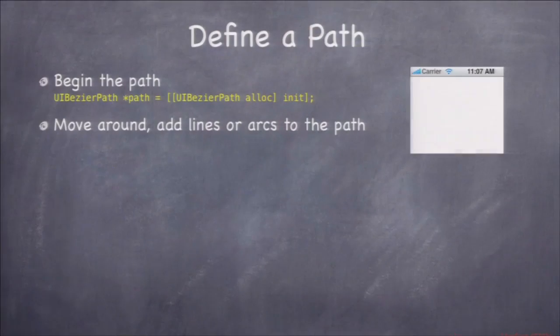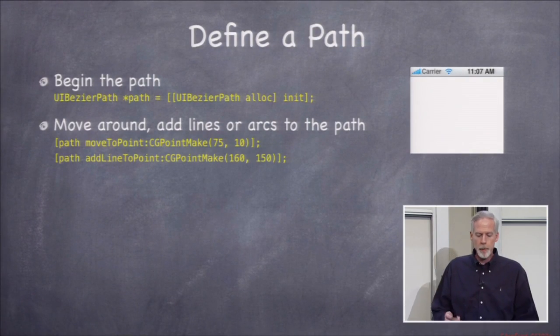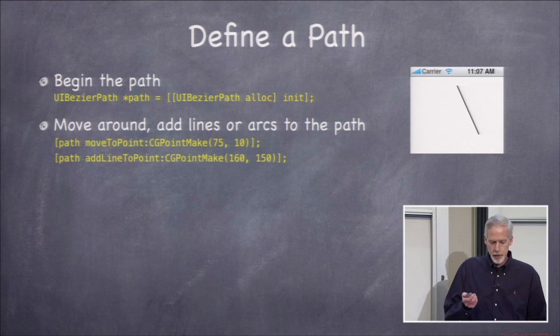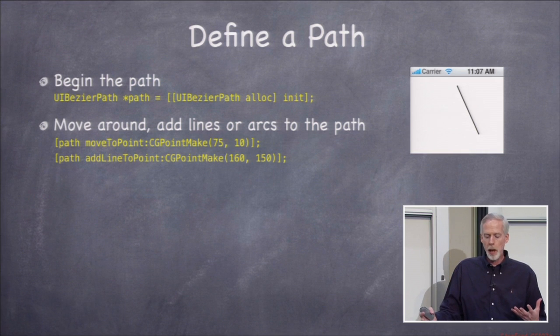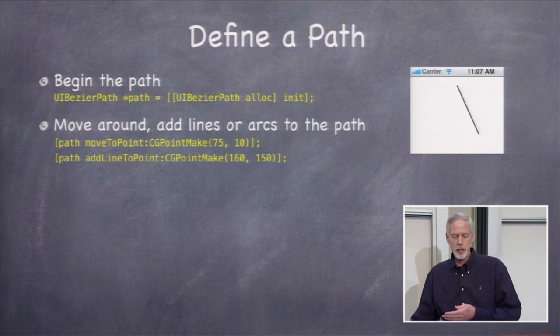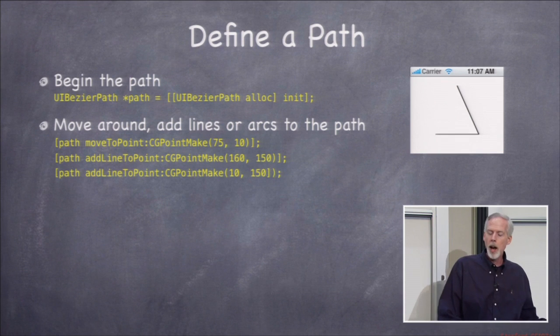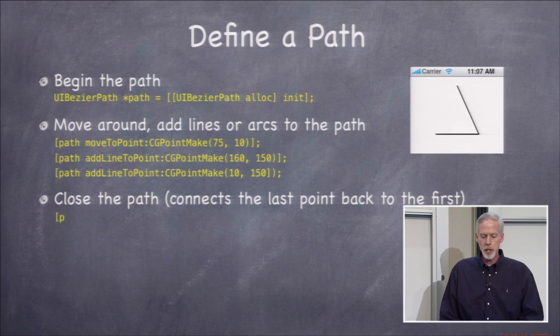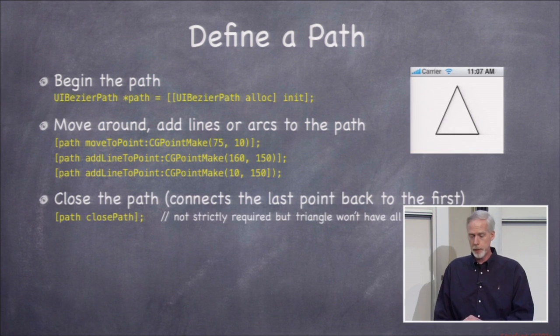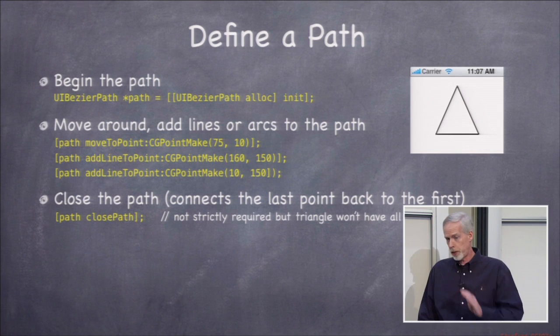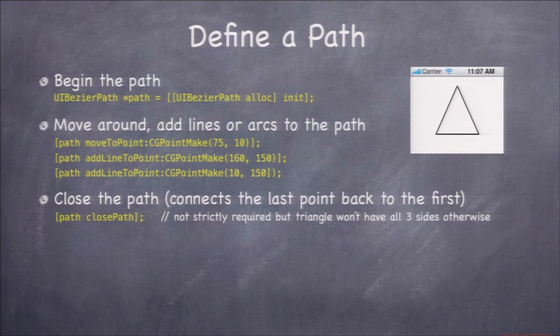Okay, so how do we define a path? So let's say we want to do a triangle with UIBezierPath. We alloc init a UIBezierPath like this. We move to wherever our starting point is. So I'm going to move to the top there, 75 across and 10 down. Then I'm going to add a line to that point, going over to 160, down to 150. I'll add another line to come back to 10, 150. And then I'm going to close this path by calling closePath. That draws a line back to where I started. So I have a nice triangle there.